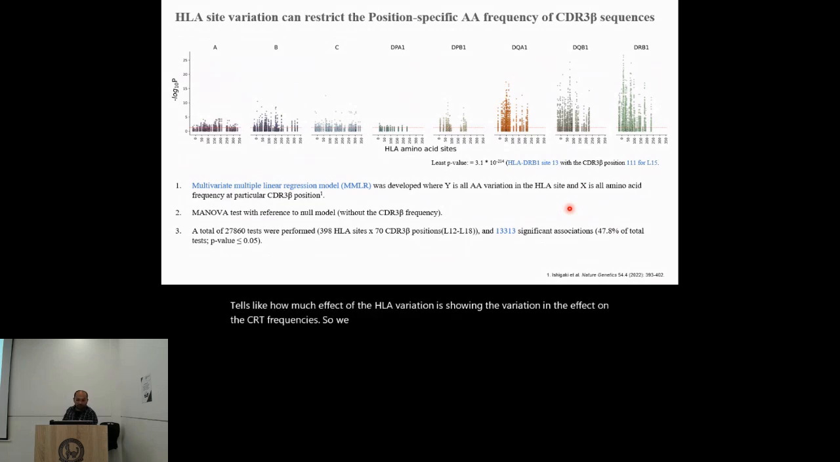We have done a total of 27,000 tests, and based on that, we found only 47% of them had significance. And you can see mainly DQA, DQB, and DRB1 were where you found the most difference. So these are class 2 HLA types.